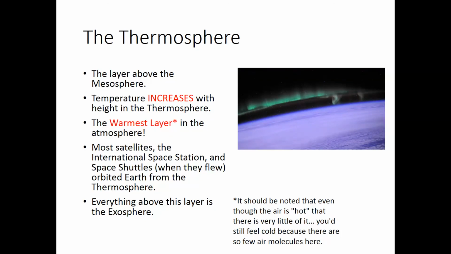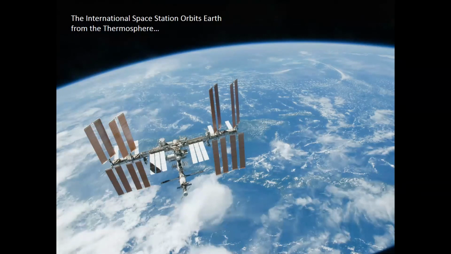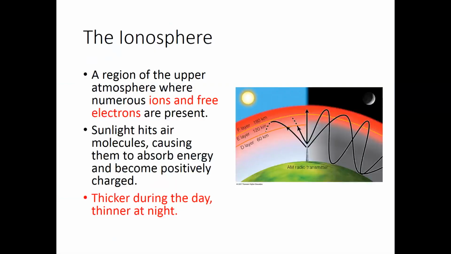And then above the thermosphere, we have something called the exosphere. That's the only time I'm going to talk about it this quarter. So I'm not that interested in it. But as I just mentioned, the International Space Station orbits the Earth from the thermosphere, as do most of our satellites. Now, the last thing I'll talk about before we wrap up this lecture is something called the ionosphere.